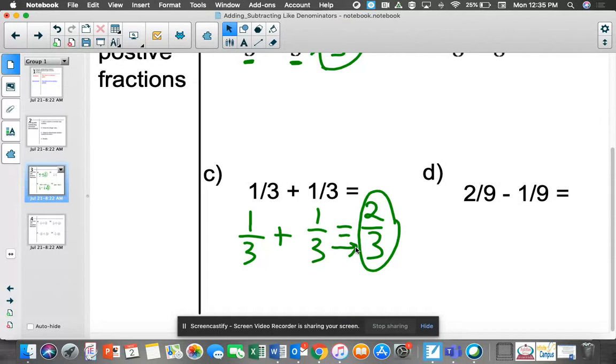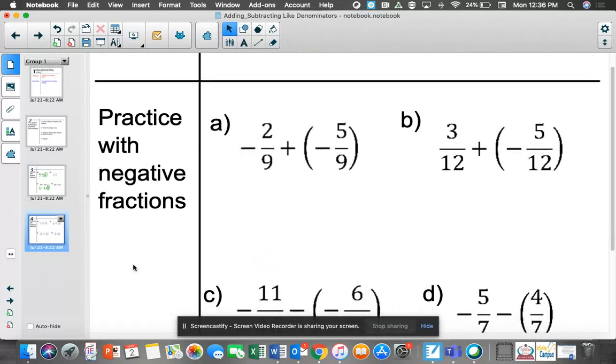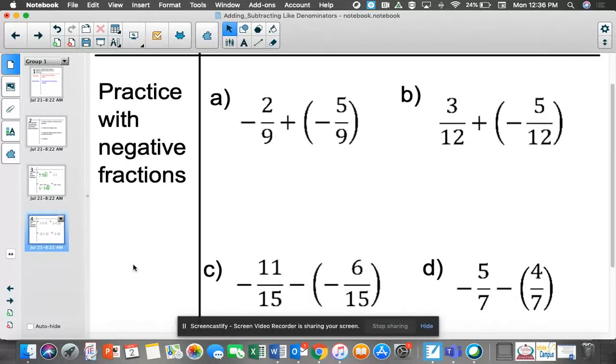Next, you can do letter D. If you have to, rewrite it so the numerator is on top and the denominator is on the bottom. All right. The last slide I'm going to help you with, we're just getting back into the negatives and positives like we did earlier in try 1. So I will do letter A to start with.